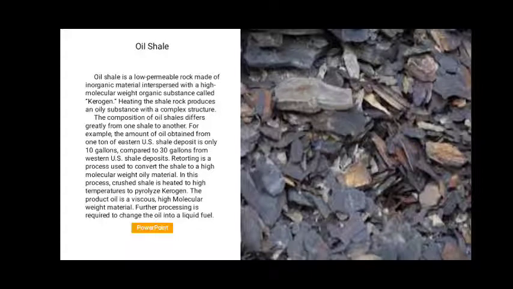In this process, crushed shale is heated to high temperature to pyrolyze kerogen. The product oil is a viscous, high molecular weight material. Further processing is required to change the oil into a liquid fuel.